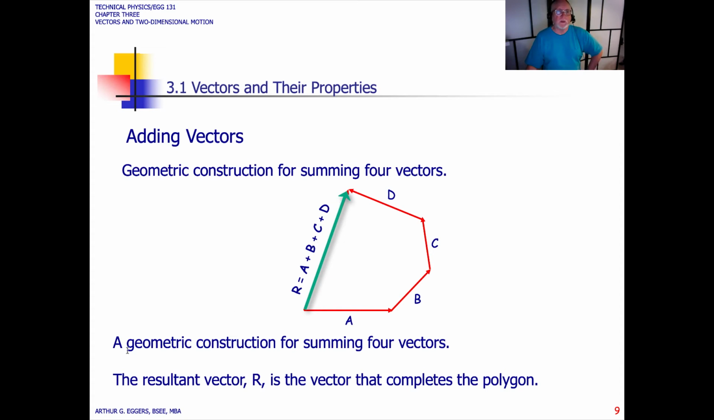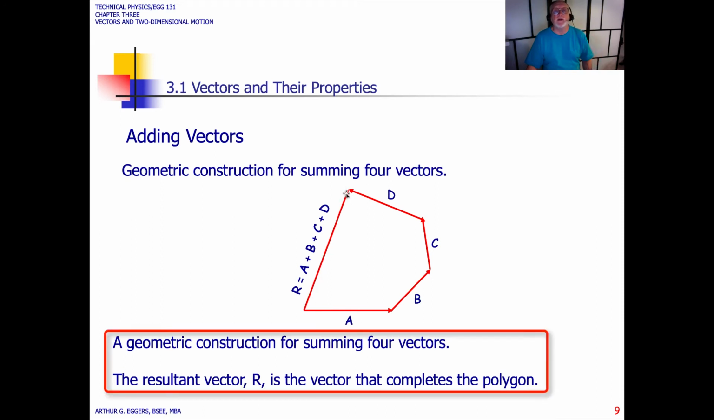plus D. So a geometric construction for summing the 4 vectors becomes the component addition of each of these vectors. A can be broken down into its 2 components, sine and cosine. B will be broken down into its components, sine and cosine. C, sine and cosine. D, sine and cosine. And when we add all the sine components together and all the cosine components together individually, then we would get this summation or resultant. So the geometric construction for summing 4 vectors then forms the resultant vector R, and this vector then completes the polygon.